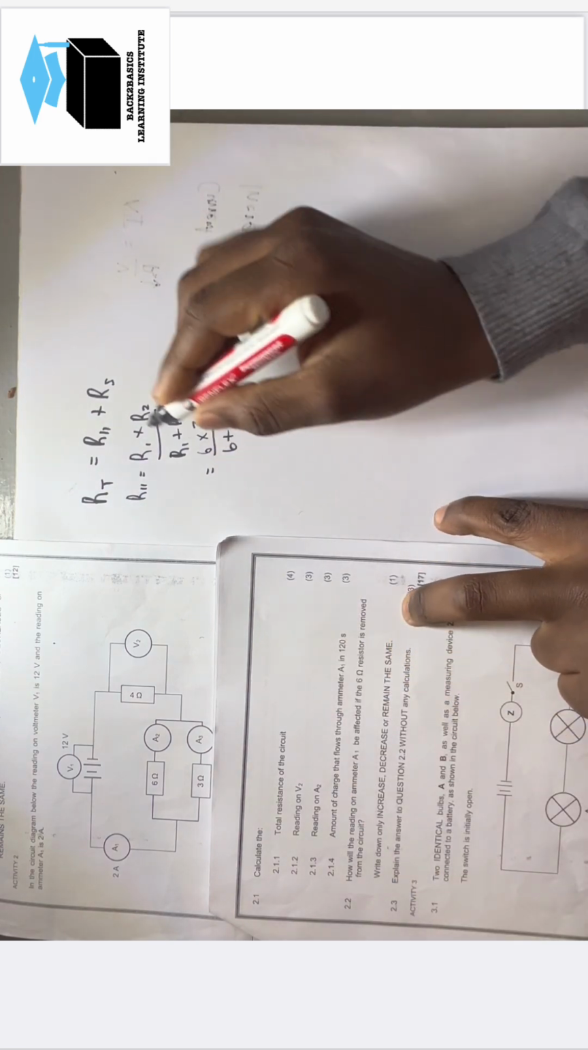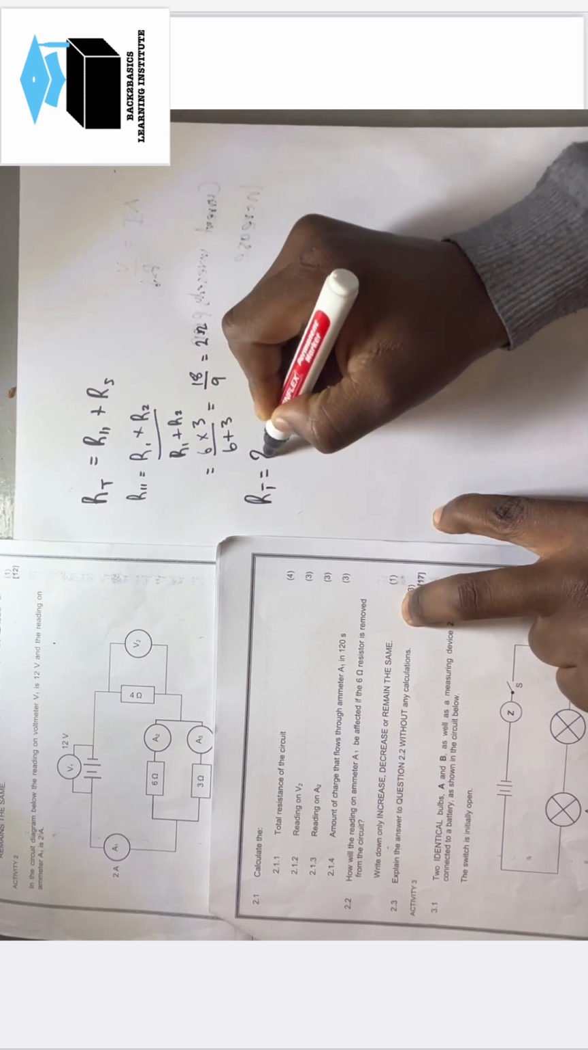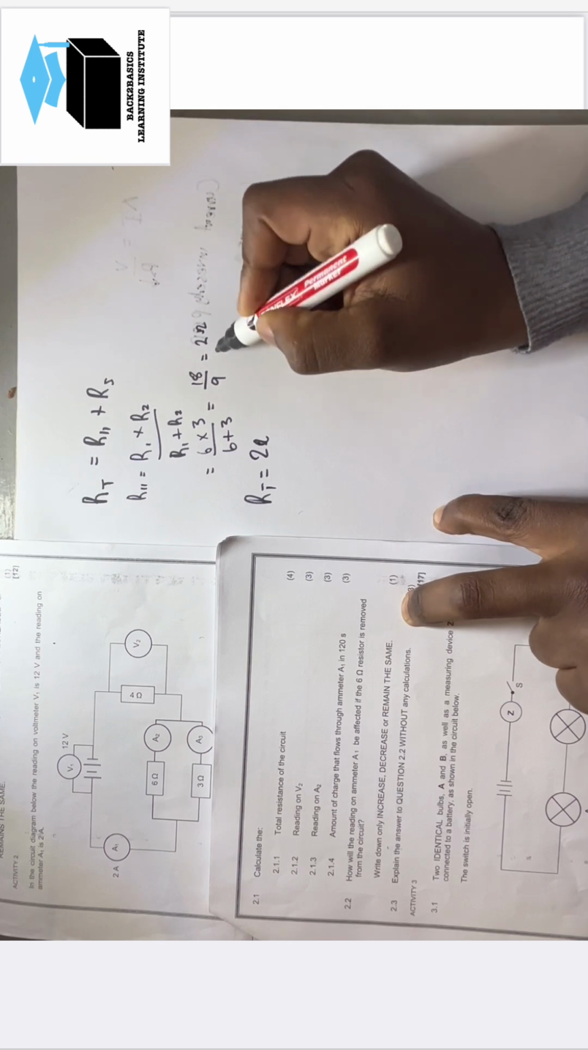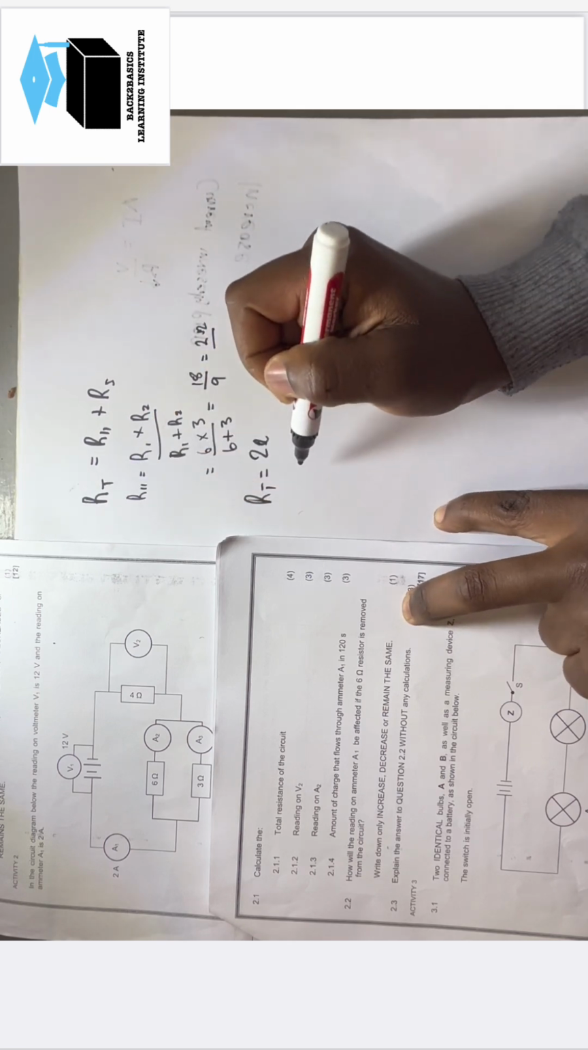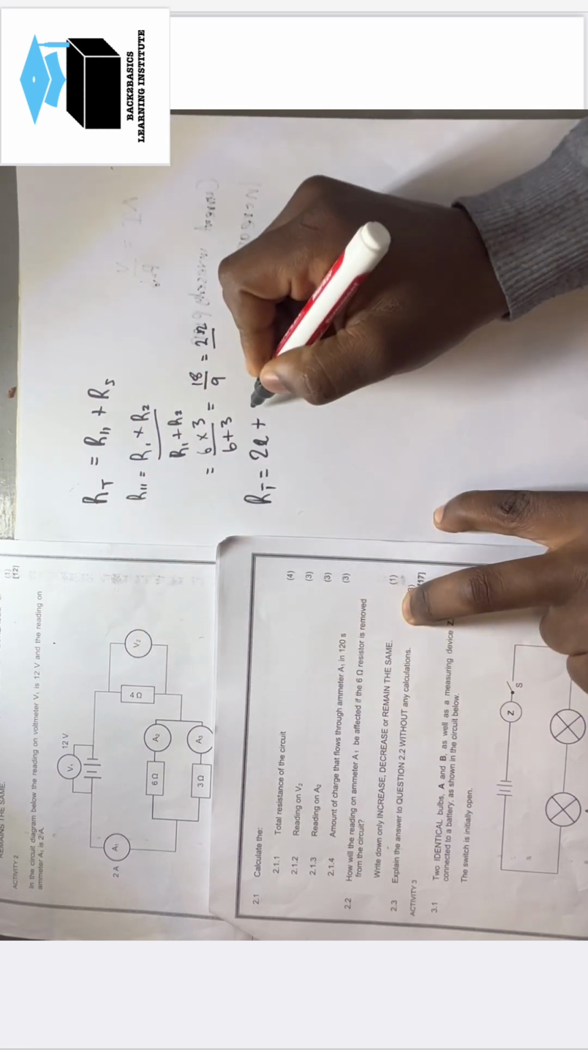So therefore your R total is going to be this 2 ohm resistor of the parallel connection plus the 4 ohms resistor.